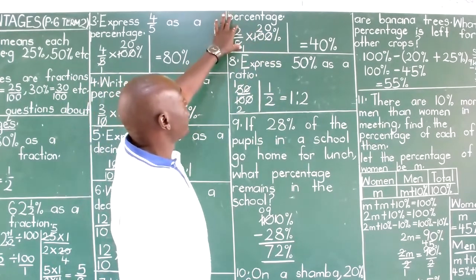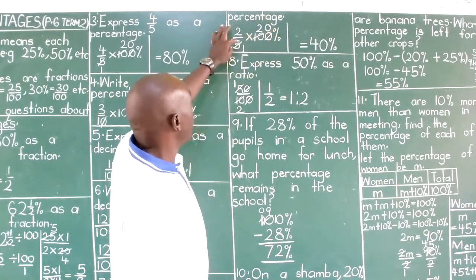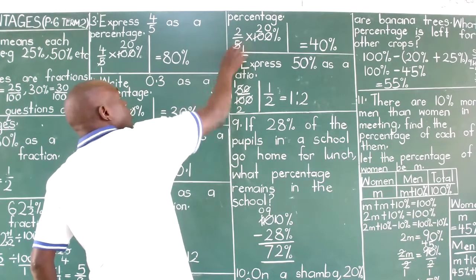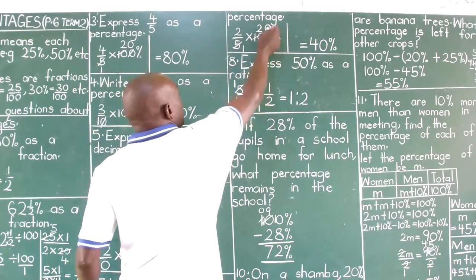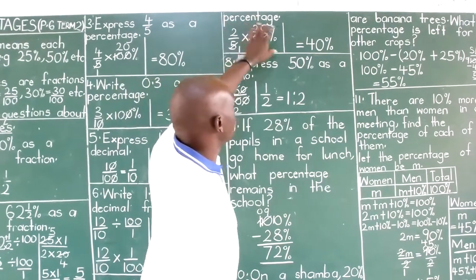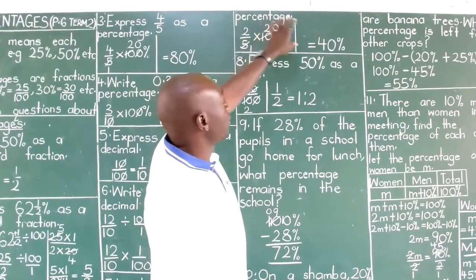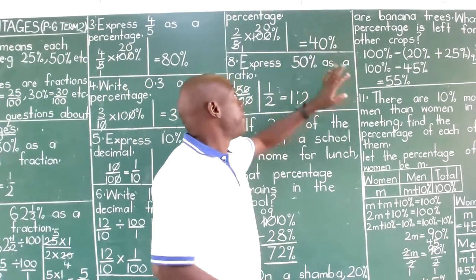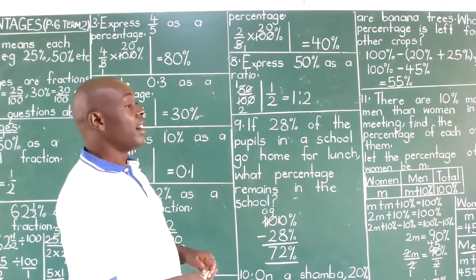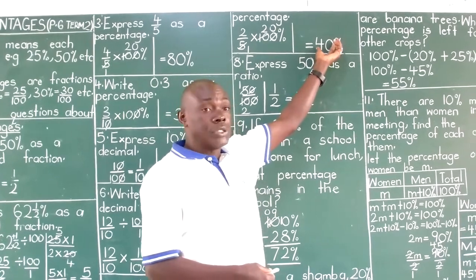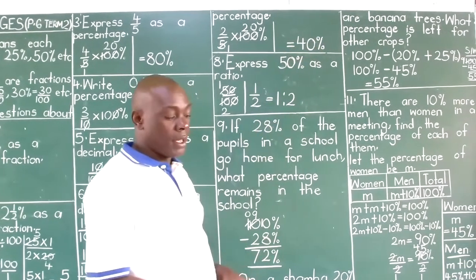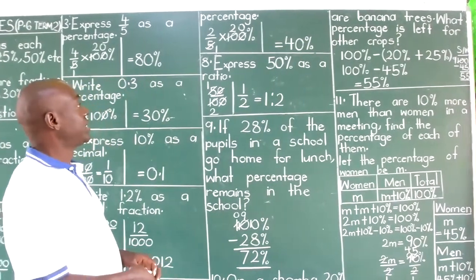You say 2 out of 5 times 100%, where you divide by 5. 5 divided by 5 is 1, 10 divided by 5 is 2, 0 divided by 5 is 0, remaining 2 times 20%. Which 2 times 20 is 40. Then answer with a percent, because they are saying express that ratio as a percentage. So to respond to the percentage, put the percentage symbol and nothing else.